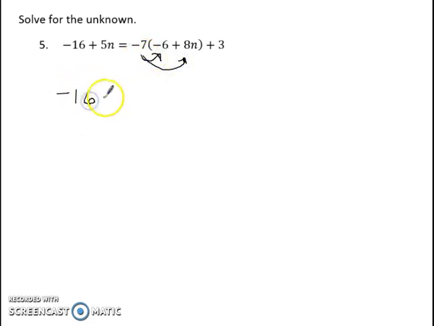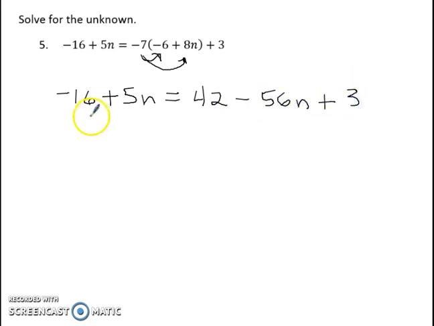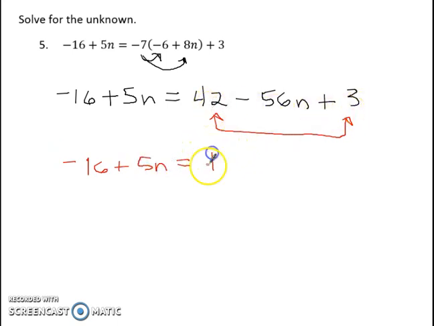That's going to give me a minus 16 plus 5n equals plus 42 minus 56n plus 3. So from here, it looks like I have some like terms on the right-hand side of my equal sign. So I'm going to deal with those to start. I have a minus 16 plus 5n equals 42 plus 3. That gives me a 45.